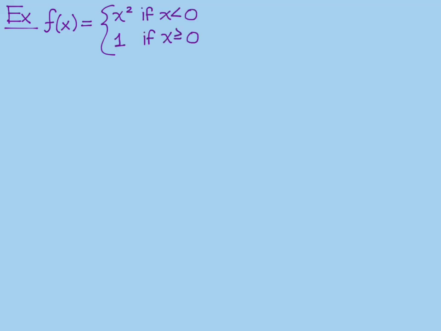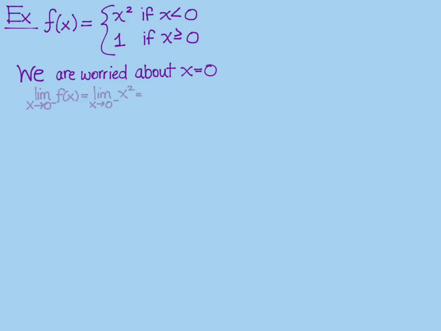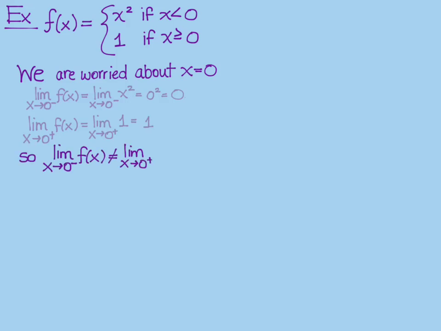Here's an example. F of x equals x squared if x is less than 0, and 1 if x is greater than or equal to 0. We're worried about x equals 0 because that's where we're gluing two functions together. The limit as x goes to 0 from below of f of x, we use the x squared function, so we can do direct substitution and get 0. As we approach 0 from above, we're going to use the 1, so we get 1. So notice that the limits from above and below don't agree, so that means that we have a jump discontinuity.